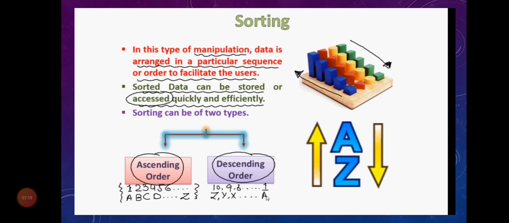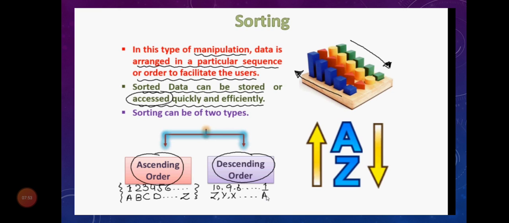Now we are coming to sorting. Sorting, the process of arranging data in a logical sequence, is called sorting. The data can be sorted numerically or alphabetically. In this type of manipulation, data is arranged in a particular sequence or order to facilitate the user. Sorted data can be accessed quickly and efficiently.